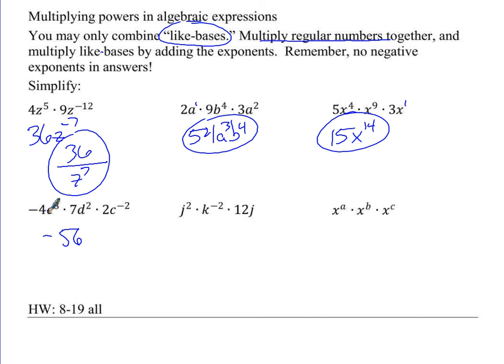C to the third times c to the negative second becomes c to the first. So I'm going to write c, and I don't need to write to the first. D squared has no other like bases to multiply with, so it just stays. There's your answer.